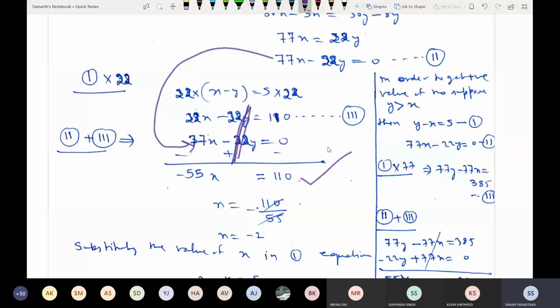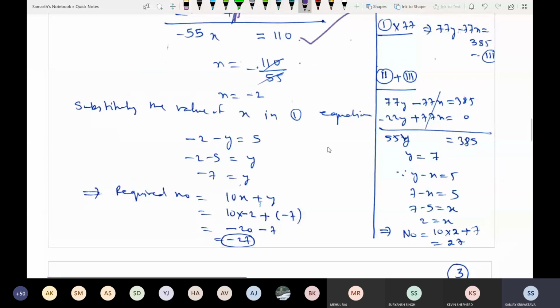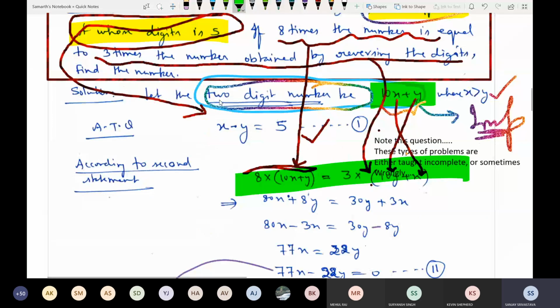Now, if I substitute this value of x in equation number 1, what was equation number 1? x minus y is equal to 5. So minus 2 minus y is equal to 5. So you will get the value of y as minus 7.